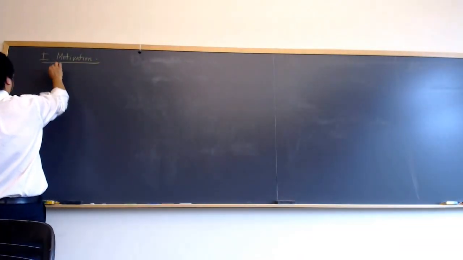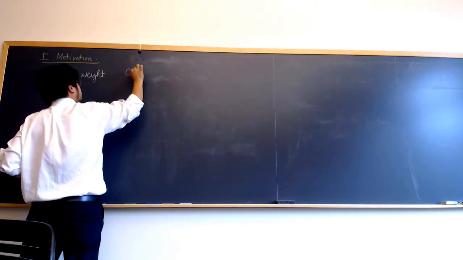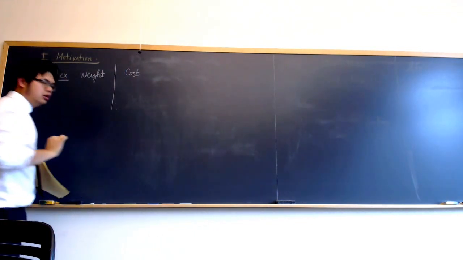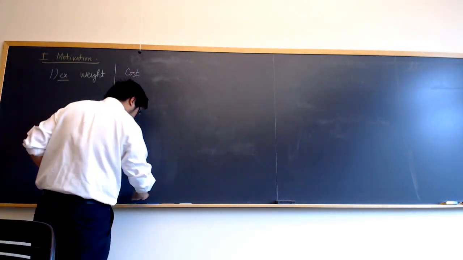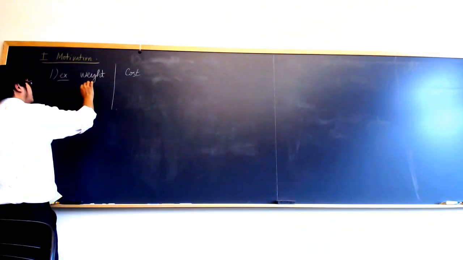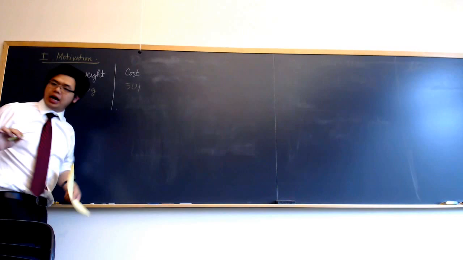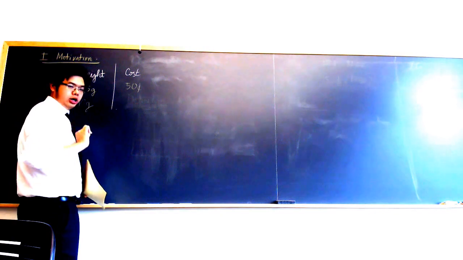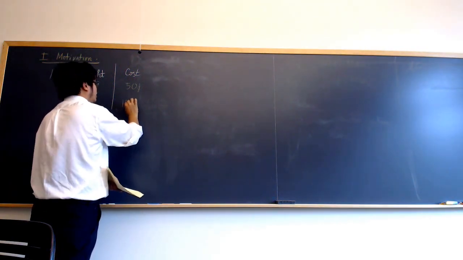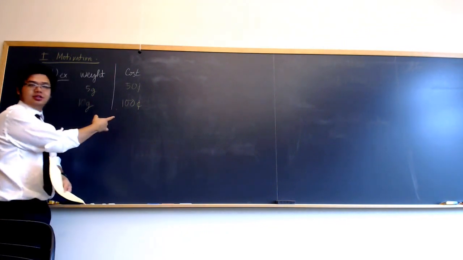Let me write here, for example, a relationship between weight and cost, right? I'm just making up these numbers. Let's say if you have a weight of 5 grams, you are going to have to pay 50 cents for your package. If you have a package of 10 grams, you are going to have to pay, let's say, 100 cents, which is a dollar. I'm writing it in cents for convenience later.